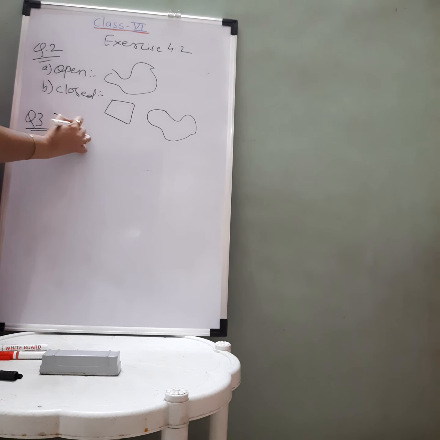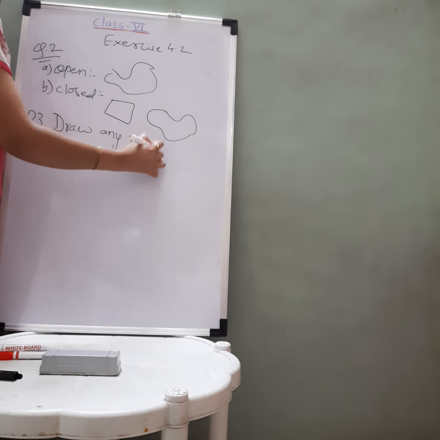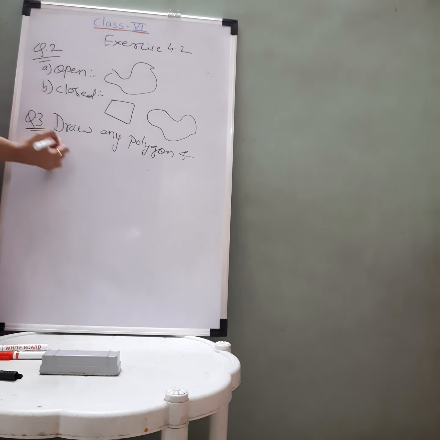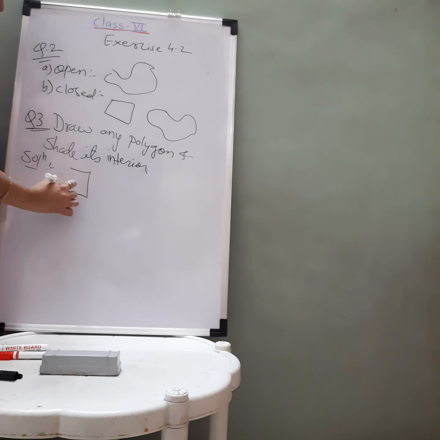Draw any polygon and shade its interior. So in this case, your first solution, first draw a polygon. Any polygon you can draw. You may draw a triangle, a rectangle, anything. Or you may draw the figure like this. And shade its interior part.